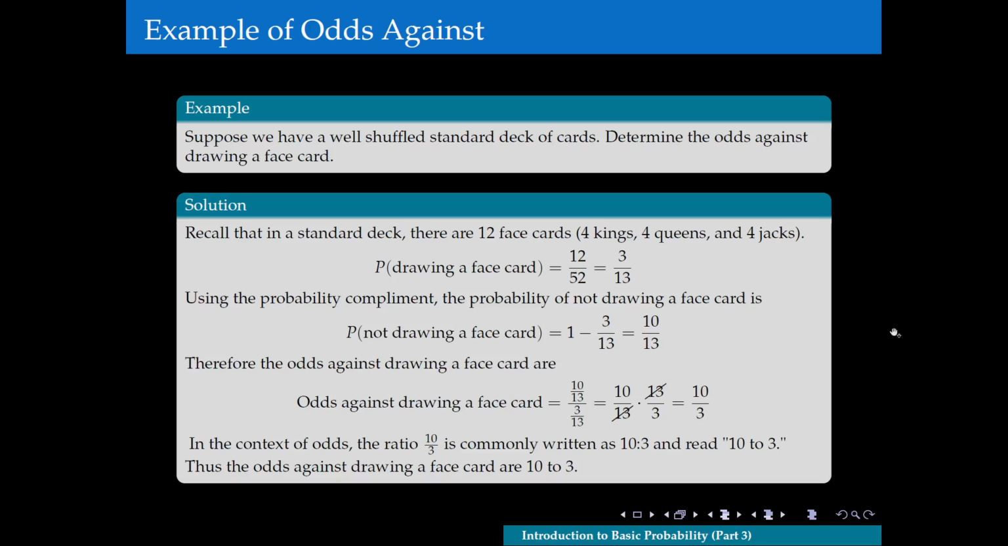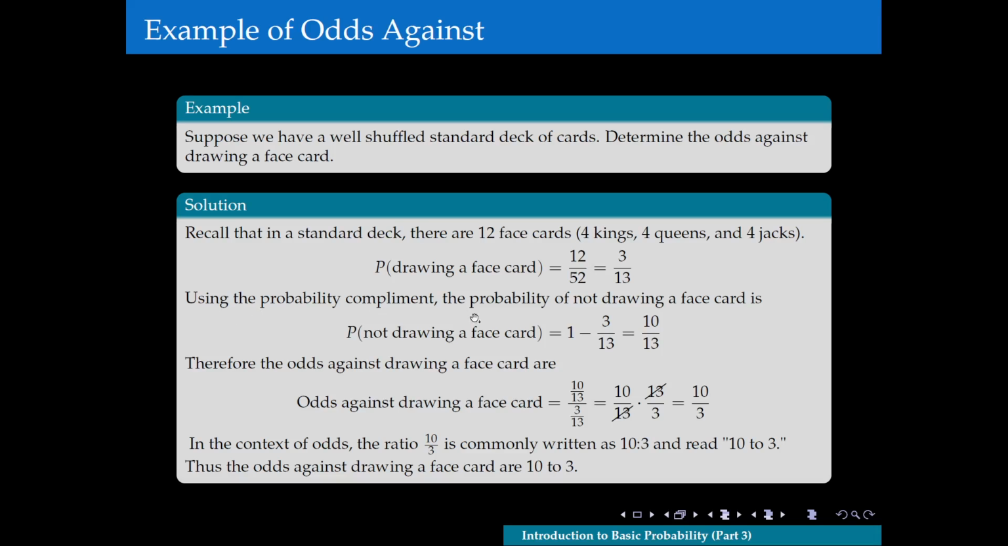Suppose we have a well-shuffled standard deck of cards. This is your standard 52-card deck. Now, suppose we want to determine the odds against drawing a face card. Well, recall in a standard deck there are 12 face cards: 4 kings, 4 queens, and 4 jacks. 12 total. Therefore, the probability of drawing a face card is 12 out of 52. 52 possible, 12 of which are favorable. And simplifying, this gives us 3 over 13.